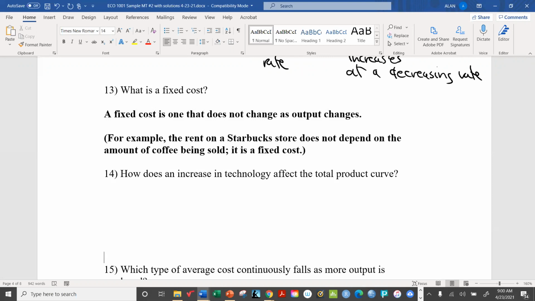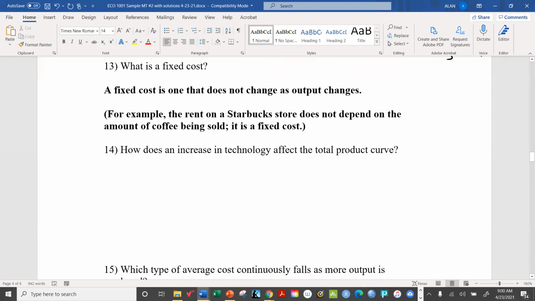But anyway, what happens? Oh, technology. So as technology increases or improves, the total product curve shifts up.